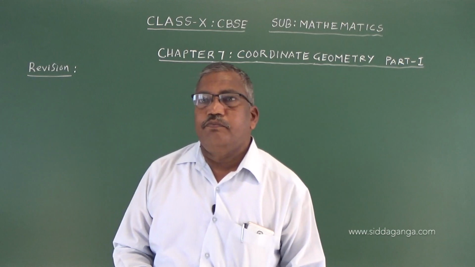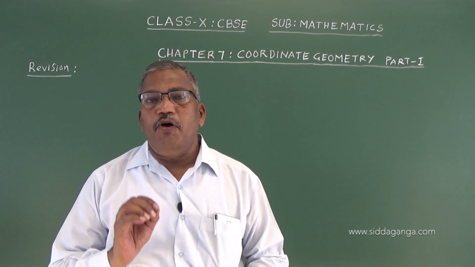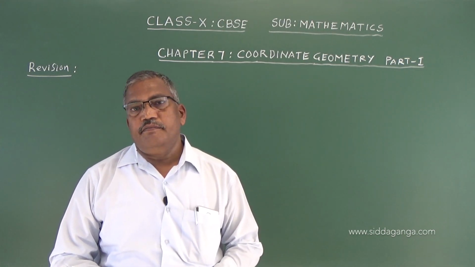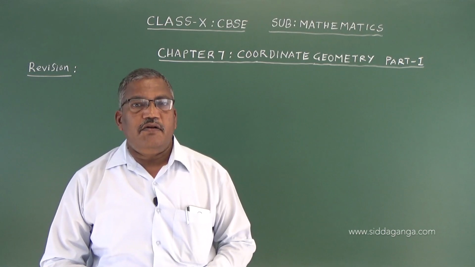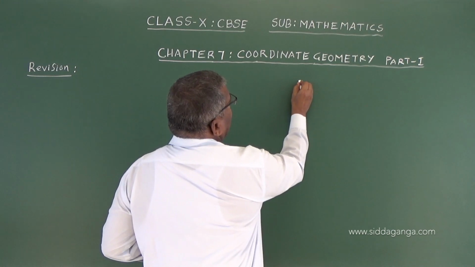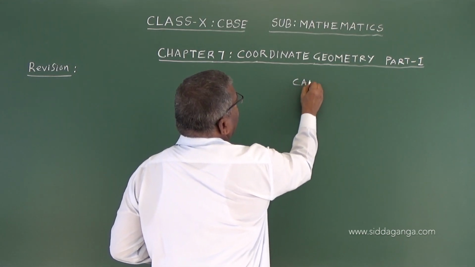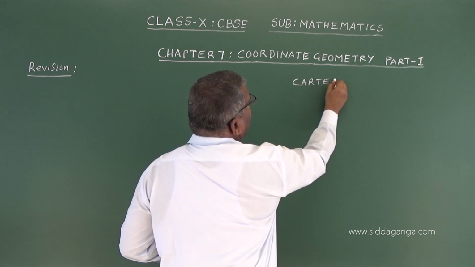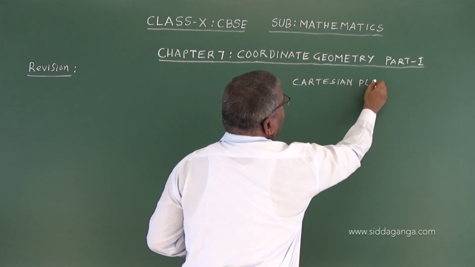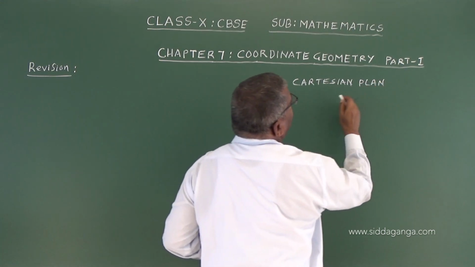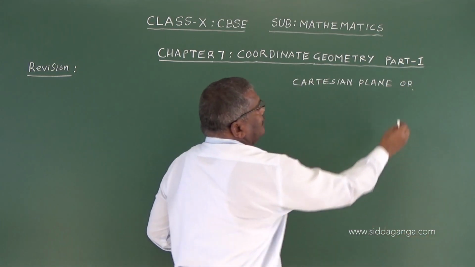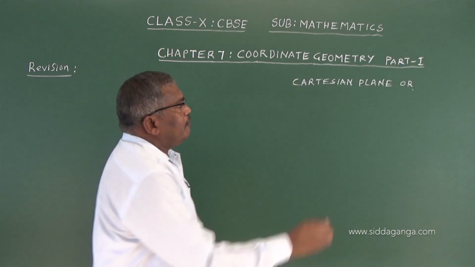You know, to locate a point in a plane, two reference lines are required. The plane is known as the Cartesian plane, or it is also known as the coordinate plane.